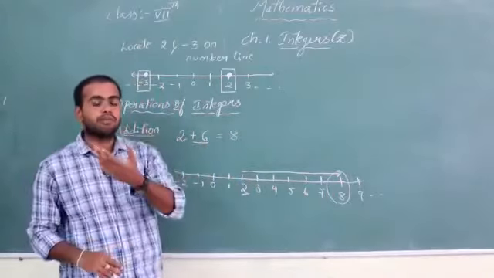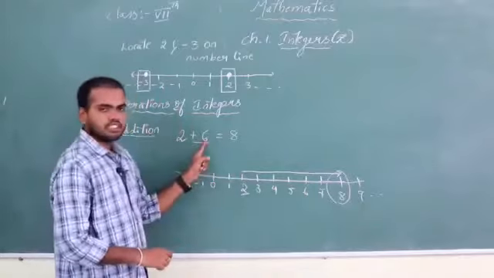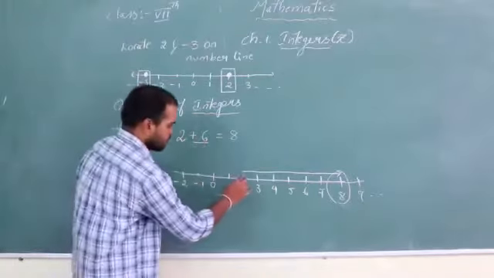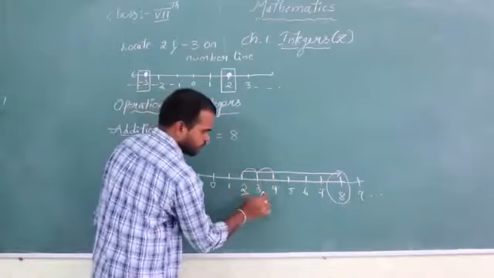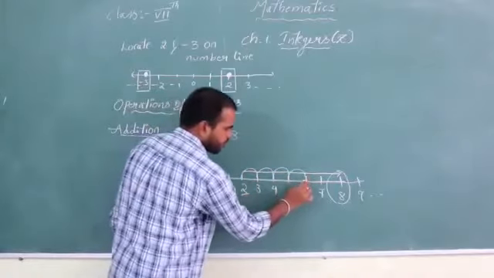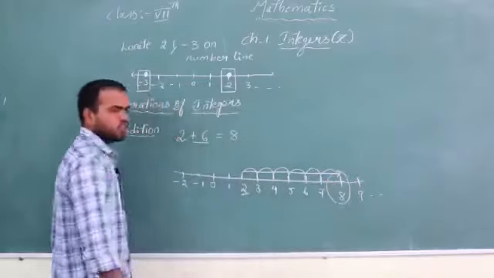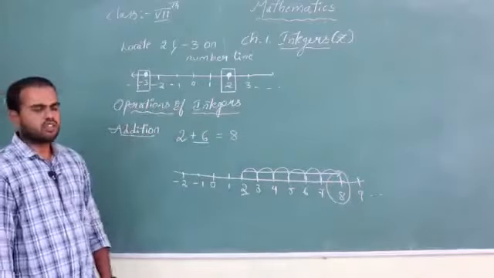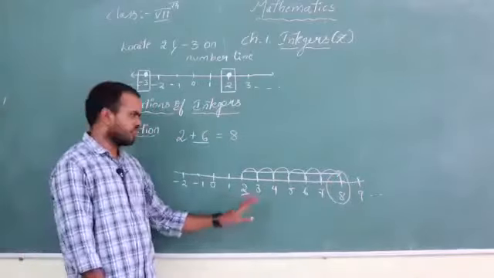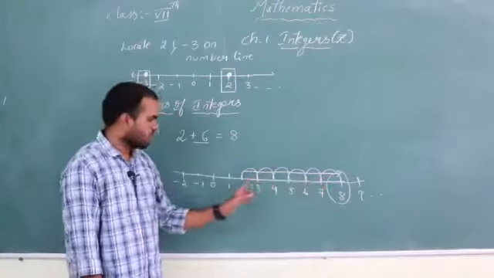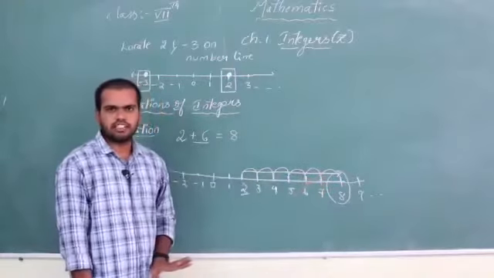So how many jumps do we have to make? What is the number here? 6. So 6 jumps we have to do. So 1, 2, 3, 4, 5, 6. So where did it stop? 8. So our answer is 8. So like this also you can do. Both ways: you can keep the arrow mark, or else you can do the gems and also do it like this. Okay.